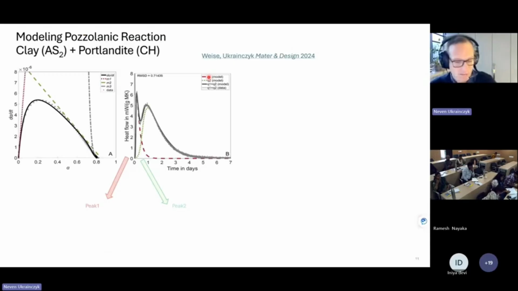Yeah, recently I had a PhD student. She finished in 2024. And we had this publication in Materials and Design where we actually applied the same, similar kinetics on the modeling of the pozzolanic reaction of metakaolinite, so aluminate silicates. This is the R3 test, and if you mix metakaolinite with portlandite, you get, you know, the exothermic heat, so you can measure the heat flow.